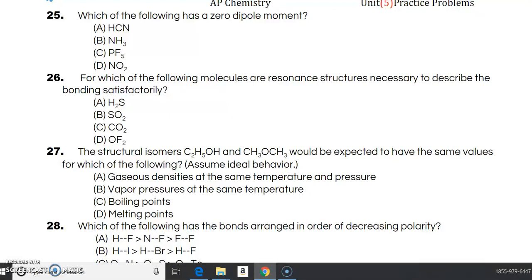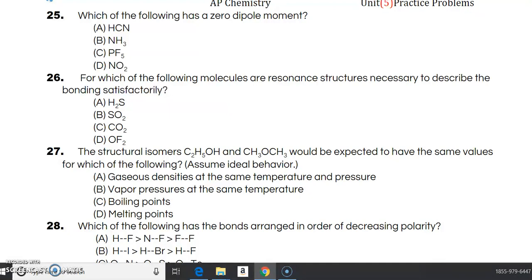Okay, 26. For which of the following molecules are resonance structures necessary to describe bonding satisfactorily? Again, the definition of resonance means 2 or more Lewis structures, so not one structure can accurately depict the molecule. The only one that fits this is going to be B, sulfur dioxide. Refer to the notes for more examples of the resonance structure.